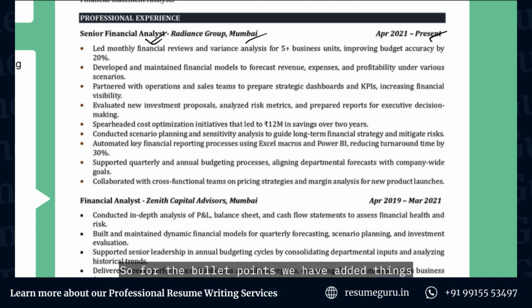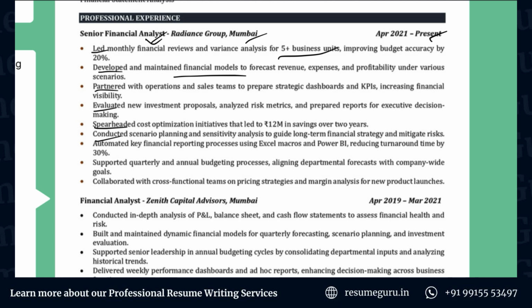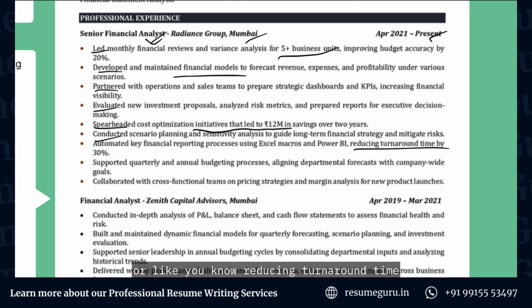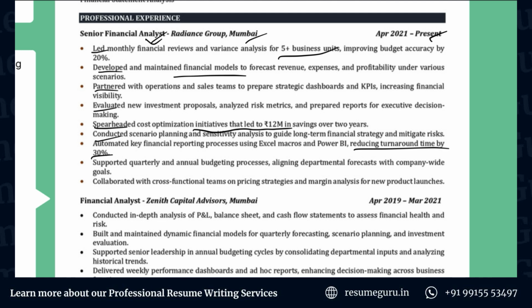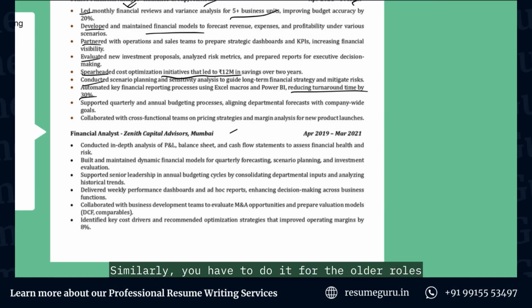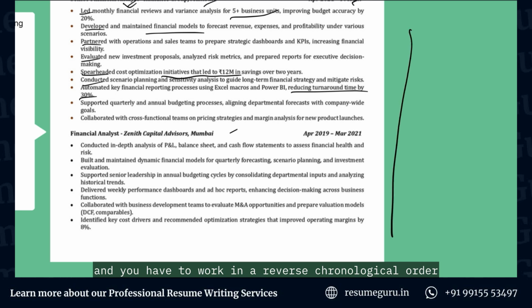So for the bullet points, we have started sentences with action verbs such as led, developed, partnered, evaluated, spearheaded, conducted, and then we added what all they've done, such as led monthly financial reviews and variance analysis for 5+ business units, forecasted revenue, expenses and profitability, or cost optimization initiatives that led to 12 million in savings and things like that. When you add things like these, or reducing turnaround time by 30%, these metrics, these quantifications, they make it easier for the recruiter to judge how good you are at the work you do. Similarly, you have to do it for the older roles and you have to work in reverse chronological order.